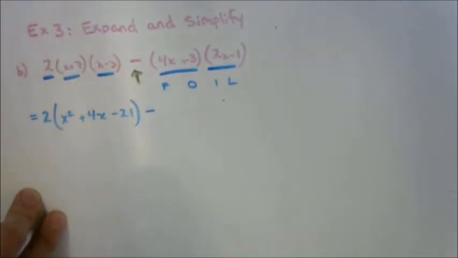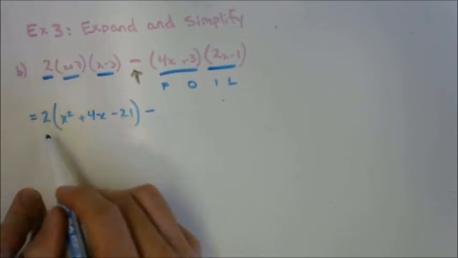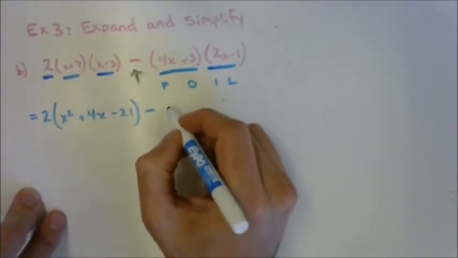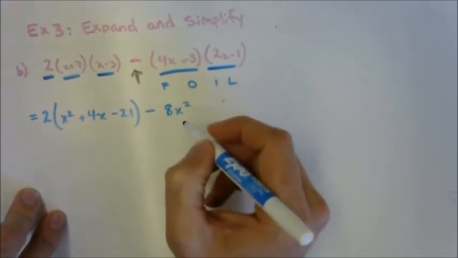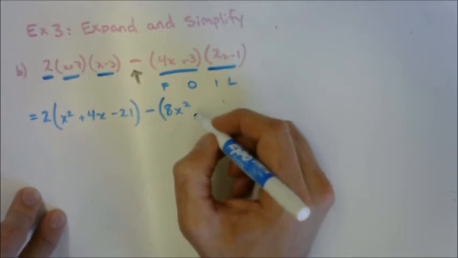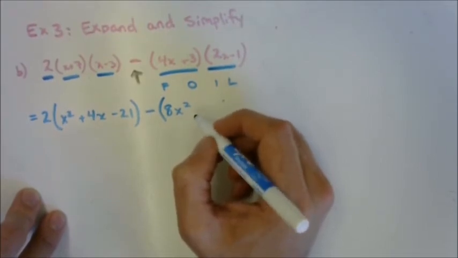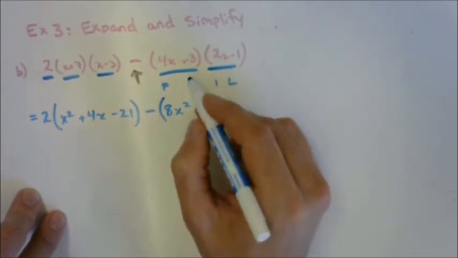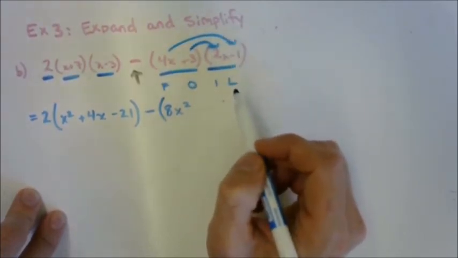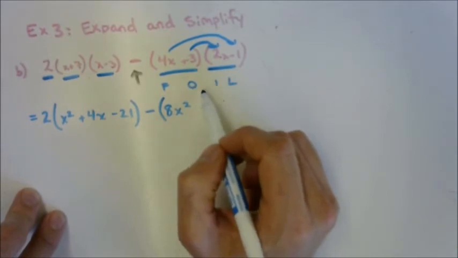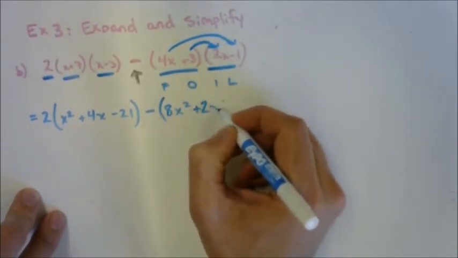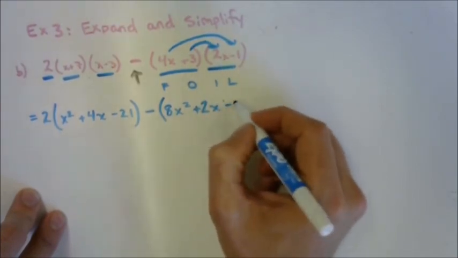So I skipped a step. This is the simplified answer. So this is what you should have in the next step. Never skip. So here we got 8x squared, and it's in brackets. Oh, I see what you did. This is going to be 6x minus 4x. See that? 2 steps in one. Outside and inside. 6x minus 4x is 2x. And last times last is negative 3.